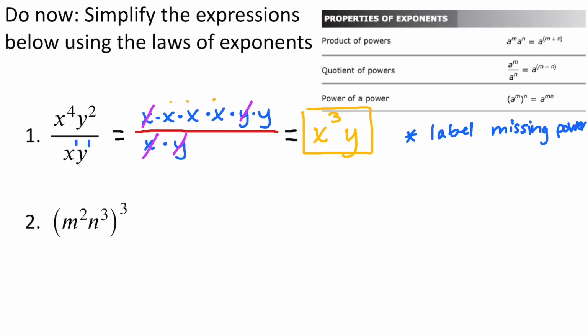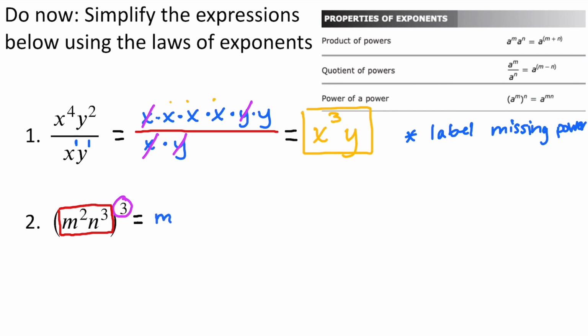Now for the second problem, once again we're going to expand this out the long way, but make sure we label any missing powers first. In this case, m has a power, n has a power, and the parentheses have a power, so we don't have any missing powers and we can just expand it out. The first step is to look on the outside. Our outside power is 3, and the base for that is everything inside the parentheses. So I'm going to write everything inside the parentheses 3 times.